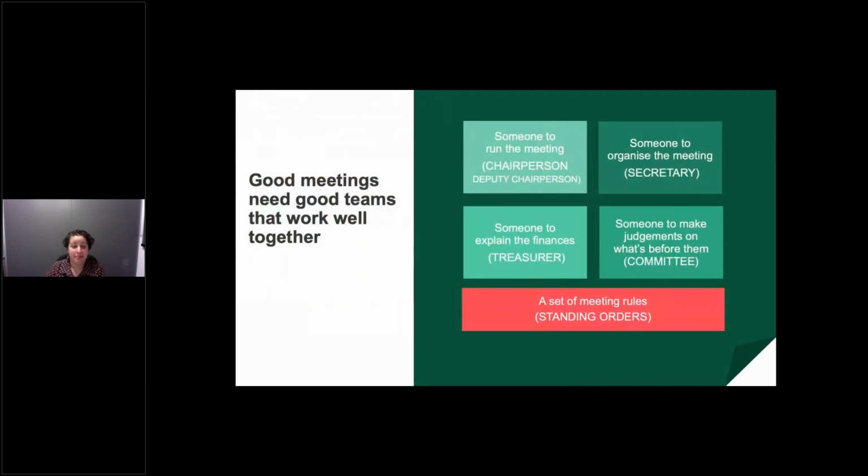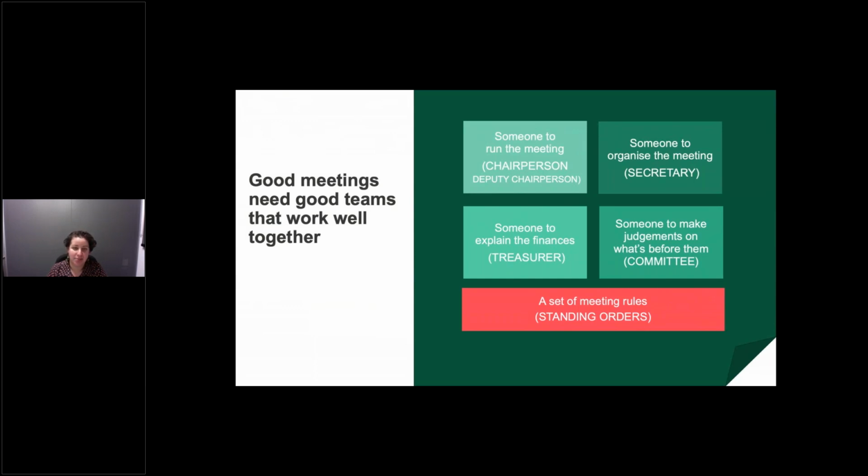So every committee must have a chairperson, and they might also have a deputy chairperson. And this will depend on whether your constitution requires you to have one. Even if you're not required to have one, you might still choose to have one, because having a deputy chairperson does mean that there's somebody to stand in if your chairperson is unavailable, is unwell, or for whatever reason.